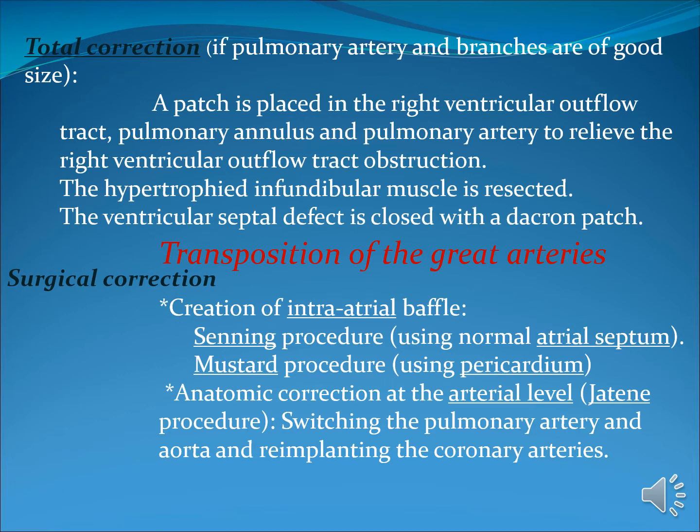Transposition of the great vessels. Transposition means that the aorta arises from the right ventricle and the pulmonary artery from the left ventricle. Surgical correction: creation of an intra-atrial baffle, Senning procedure using the normal atrial septum, Mustard procedure using pericardium. Anatomic correction at the arterial level: switching the pulmonary artery and the aorta, and re-implanting the coronary arteries.